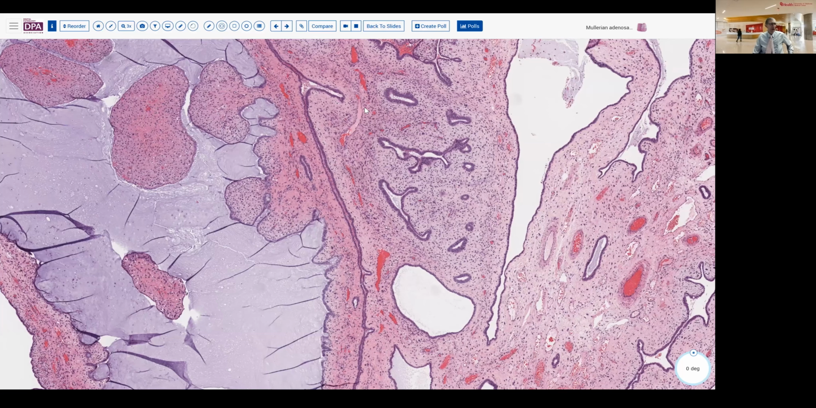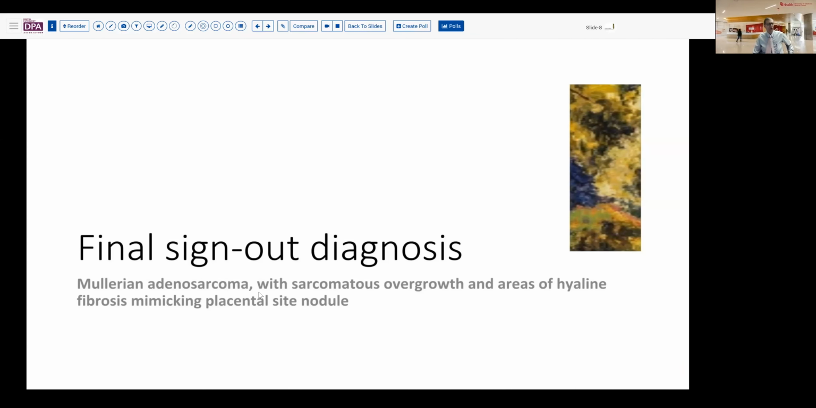So that concludes our discussion for this very interesting case. I hope it's expanded your differential diagnosis. Our final sign out was Mullerian adenosarcoma with sarcomatous overgrowth and areas of hyaline fibrosis mimicking placental site nodule.